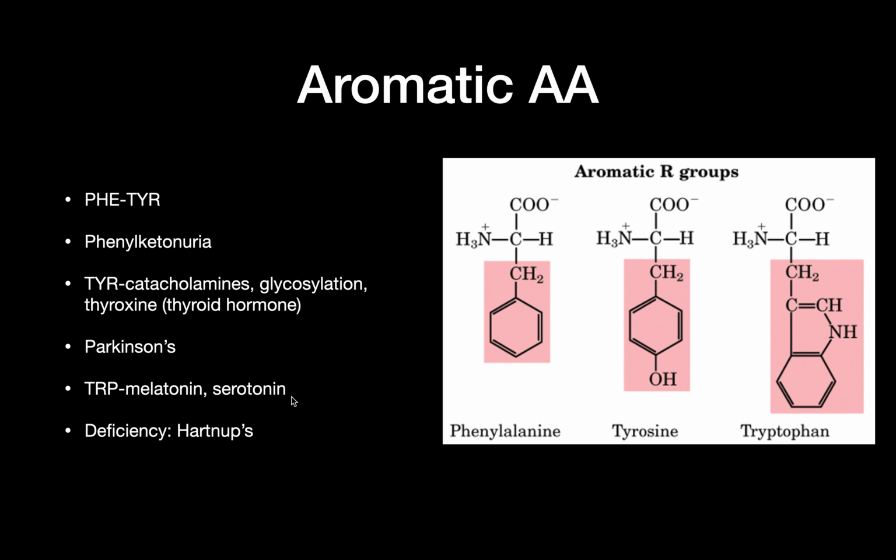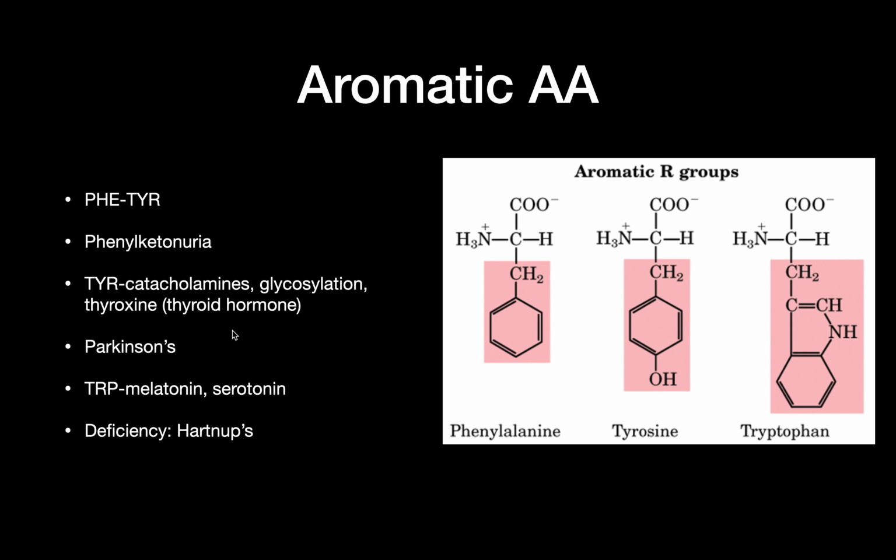Aromatic amino acids. Phenylalanine is the precursor to tyrosine, and tyrosine is the precursor to melanin, which is somewhat important, but more importantly, it's the precursor to the catecholamines. So dopamine, norepinephrine, and epinephrine, which are the neurotransmitters, and those are involved in diseases such as Parkinson's, which is the deficiency of dopamine. Tyrosine also synthesizes the thyroxine, which is the primary thyroid hormone, and tyrosine is also used in the O-linked glycosylation.